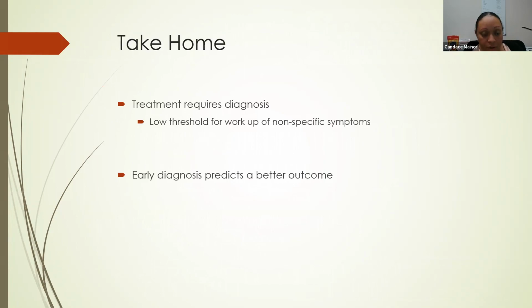Take home for these onc emergencies is that the treatment requires the diagnosis. So you need to have the appropriate level of suspicion for these onc emergencies, particularly in patients who have a known history of malignancy. And with all of these onc emergencies, prevention is key. But if we can't prevent, an early diagnosis predicts for a better outcome.